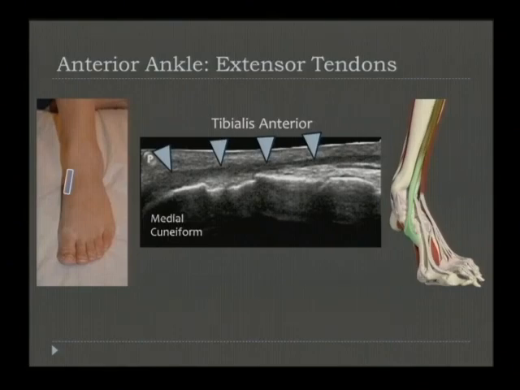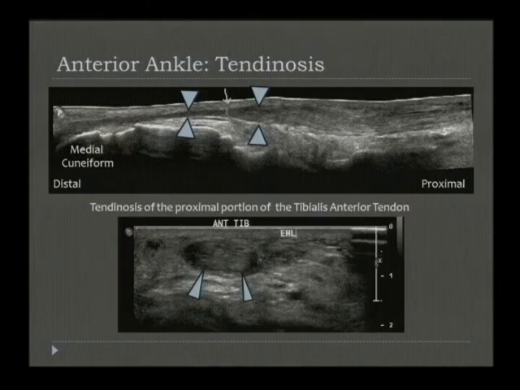Again, it's going to have the typical fibrillar appearance, and we can see this extends all the way down to the medial cuneiform. Again, you can see it extends all the way, traversing the ankle joint, making its way to the medial cuneiform, with a small portion also going to the base of the first metatarsal. This happens to be the most common of all the extensor tendons to actually be injured. It is rare to see injury or tendinosis of the other tendons.